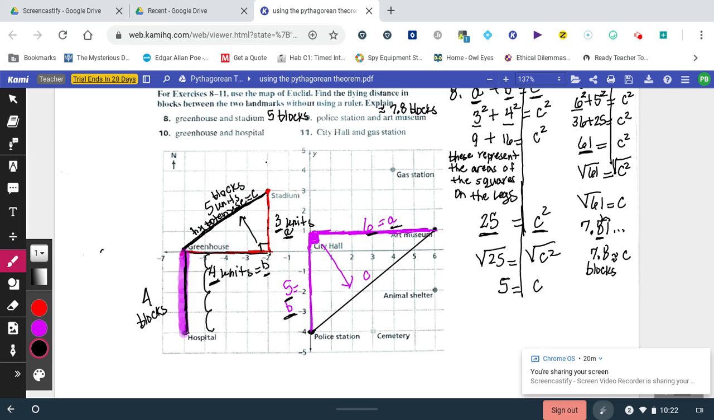Okay. All right, let's take a look at City Hall and the gas station. All right, where's my City Hall? All right, so City Hall is right here. It's at the origin. I think, let me put 4 blocks here. All right, so let me do this one. There's City Hall and there's the gas station. And what I want you all to do is pause the video and see if you can do it on your own before I do it, okay?